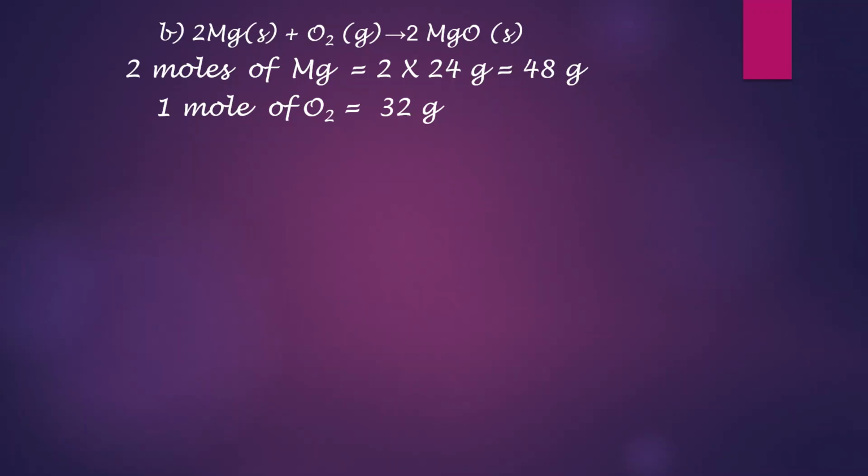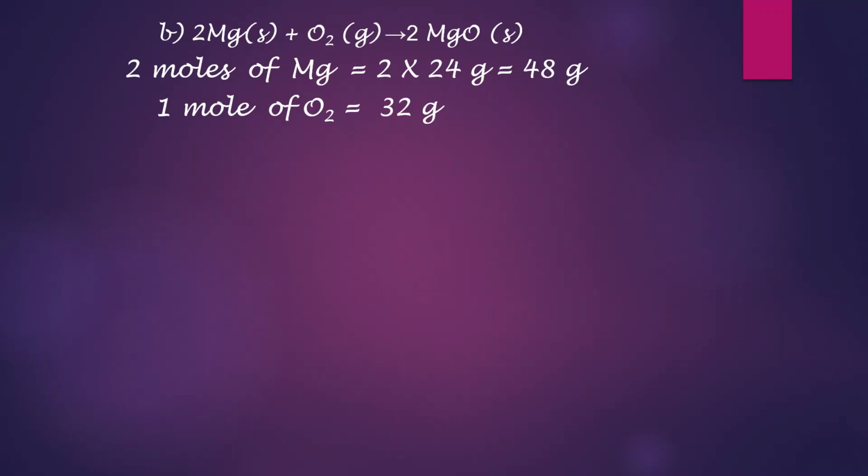Let us take the second option. In the second option, 2Mg(s) + O2(g) gives 2MgO(s). Here, 2 moles of magnesium react with 1 mole of oxygen. So 2 moles of magnesium is equal to 2 into 24 gram, because 24 gram is the gram atomic mass of magnesium. So 2 into 24 will be equal to 48 gram. And 1 mole of O2 is equal to 32 gram. You know that the molar mass of O2 is 32 gram.